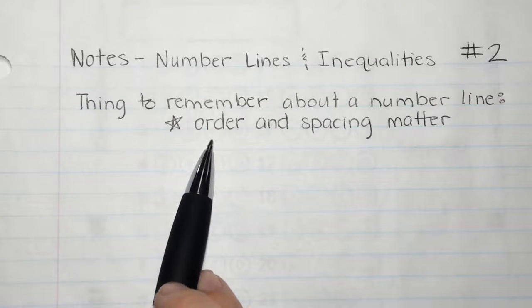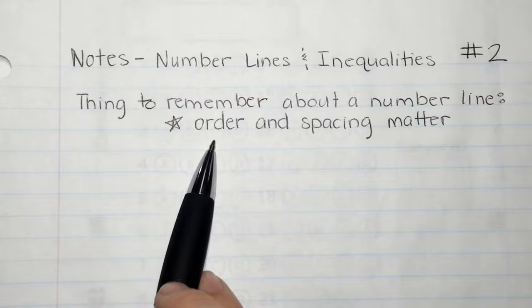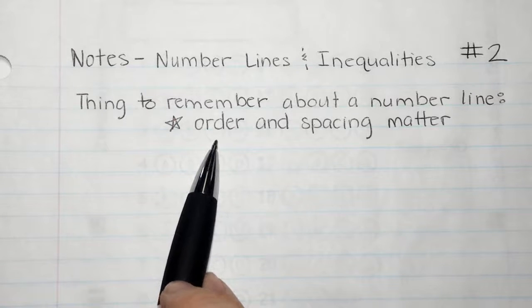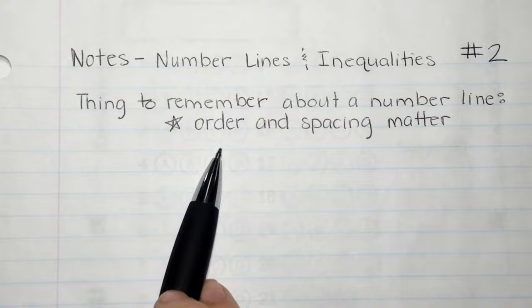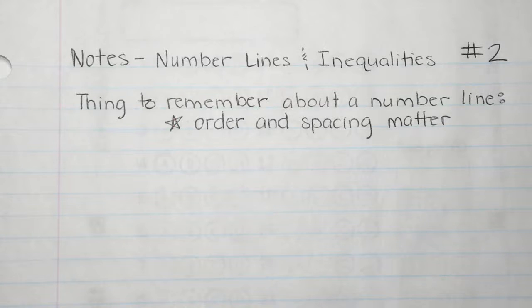Now, does that mean it has to be 1, 2, 3, 4, 5, 6? No, it could be 2, 4, 6, 8. It could be 5, 10, 15, 20. It could start with -5. Then what would come next? 0. Awesome. -5, 0. Then 5, 10, 15, 20. All right. Oh, awesome job. Good job. Some of y'all caught that.